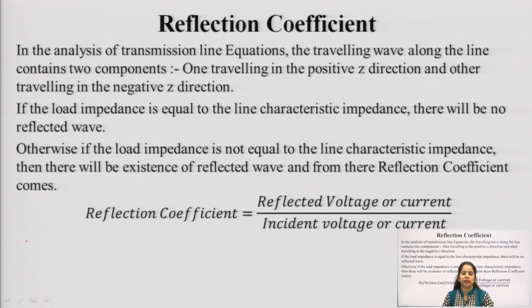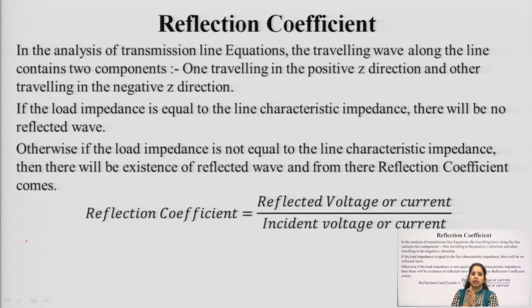So, what is meant by properly terminated and not properly terminated? A properly terminated transmission line is that line which is terminated with its characteristic impedance. In general, we always say a matched system is a properly terminated system, that means its load impedance is equivalent to its characteristic impedance. That transmission line is said to be properly terminated, and in that transmission line there is no existence of reflected wave and no existence of reflection coefficient.